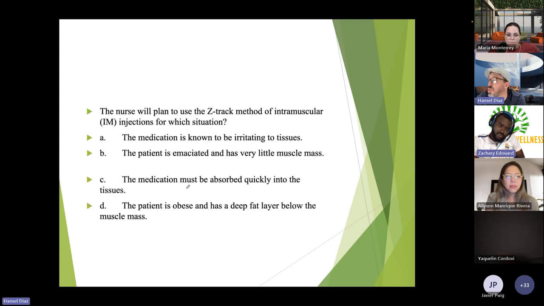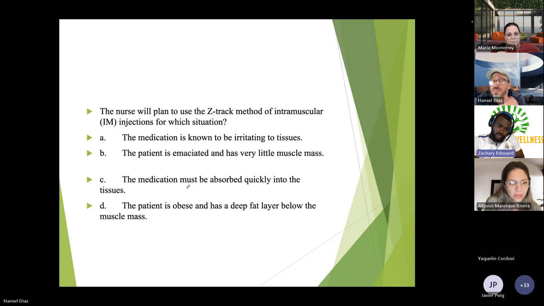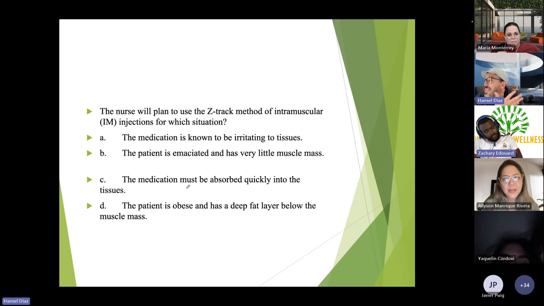The nurse is to use the Z-track method for intramuscular injection for which situation? That's right. Remember, we were talking about medication that can irritate the skin tissues. So the answer is right there. Any medication that irritates tissues, right?